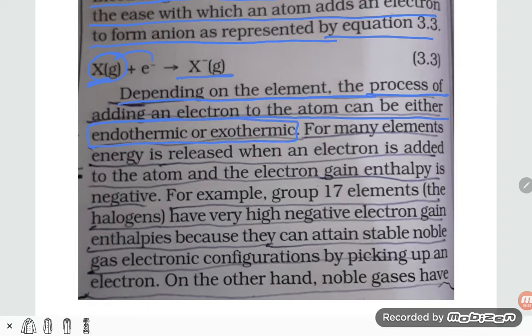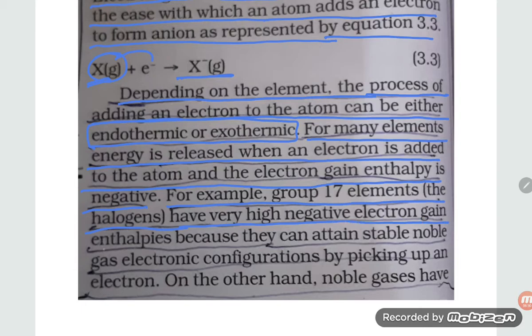It can be endothermic or exothermic. Okay. Now, the second point is, for many elements, energy is released when an electron is added to the atom and the electron gain enthalpy is negative. For example, group 17 elements, the halogens, have very high negative electron gain enthalpy because they can attain the stable noble gas electronic configuration by picking up an electron.